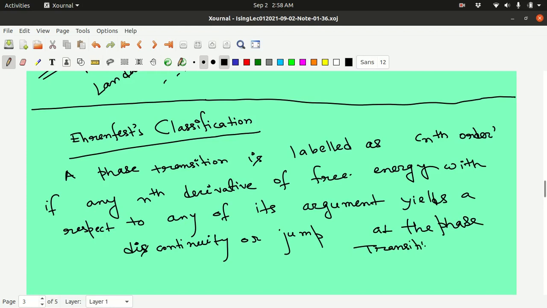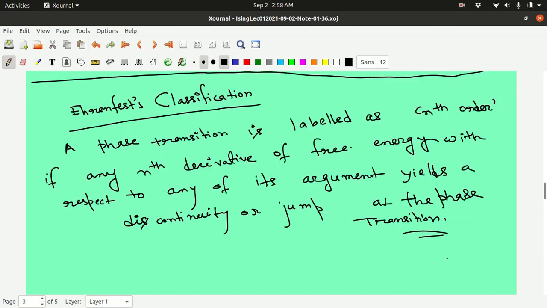Okay, so what defines the phase transition? A phase transition is a first order phase transition if the first derivative of the free energy is discontinuous, and if it's a second order phase transition, then the second order derivative of the free energy will be discontinuous. This is how we define the first order or second order phase transition, and this is basically the definition of the order of the phase transition.